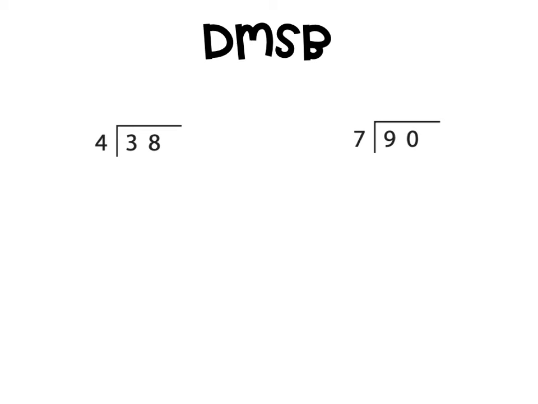Now let's look at some examples. So at the top I have my DMSB, divide, multiply, subtract, bring down. So in 38 divided by 4, I'm going to start with that number 3 in the dividend on the inside, and I'm going to divide it by 4. Well, 4 can't fit into 3. I could not take 3 cookies and make a group of 4 with those cookies. So 4 fits 0 times into the number 3. I'm still going to do my multiplication and my subtraction and bring down my 8.